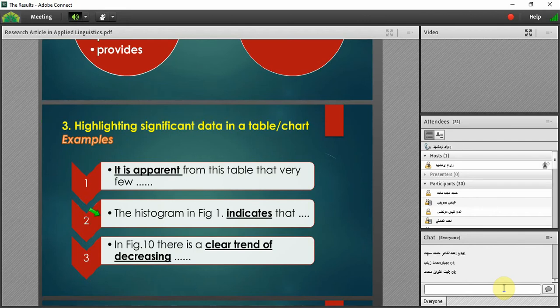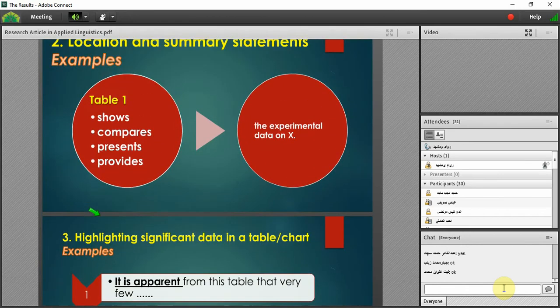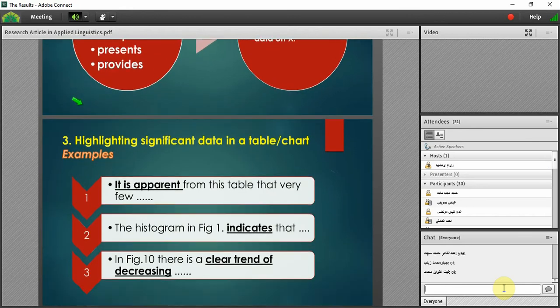For example, the histogram means bar chart, okay? Sorry, bar chart. The histogram in figure 1 indicates that. If you refer to any location, after that you should tell the readers about the significance. Suppose in figure 10, there is a clear trend of decreasing. You should highlight the significant data.